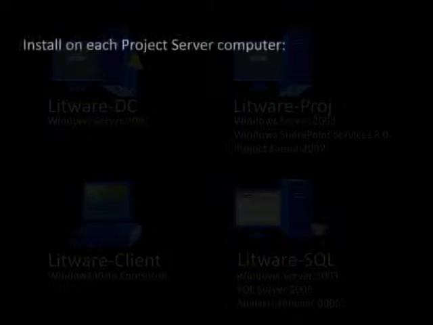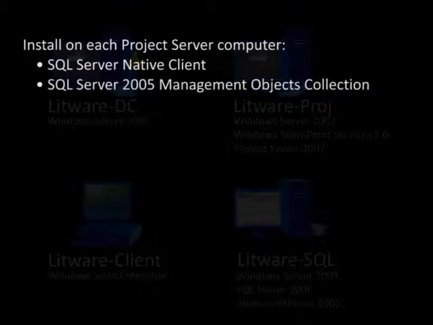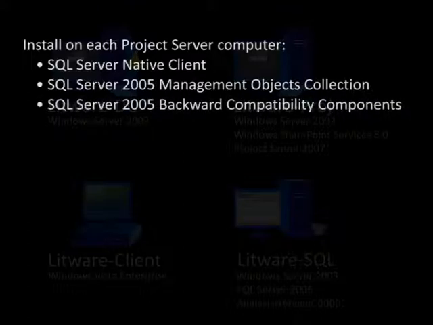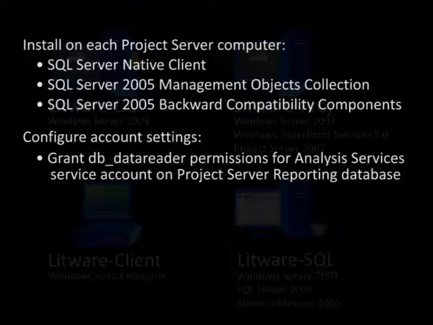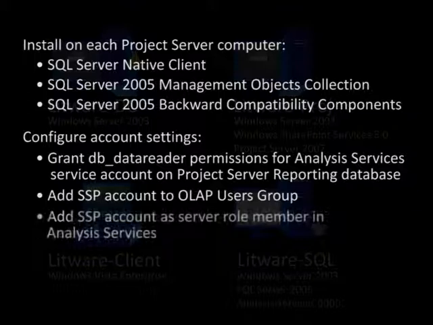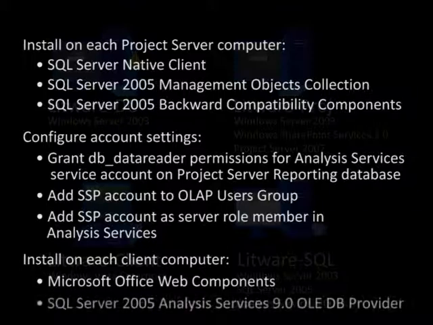This includes installing the necessary components on the computer running the Project Server application service. These include the SQL Server native client, the SQL Server 2005 Management Objects Collection, and the SQL Server 2005 backward compatibility components. We're also going to configure some account settings. This includes granting DB data reader permissions for the Analysis Services account on the reporting database, adding our shared services provider account to the Olap users group and as a server role member in Analysis Services, and adding the required components on our client computer, including the Microsoft Office web components and the SQL Server 2005 Analysis Services 9.0 OLEDB provider.